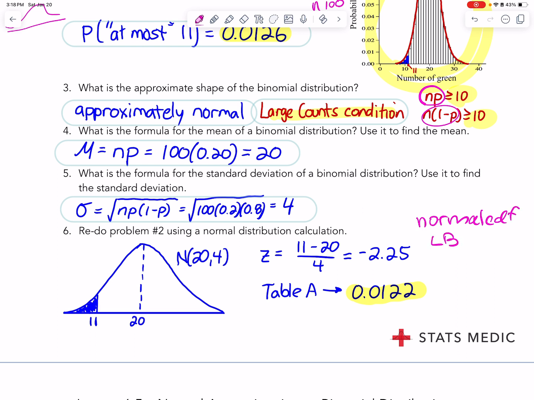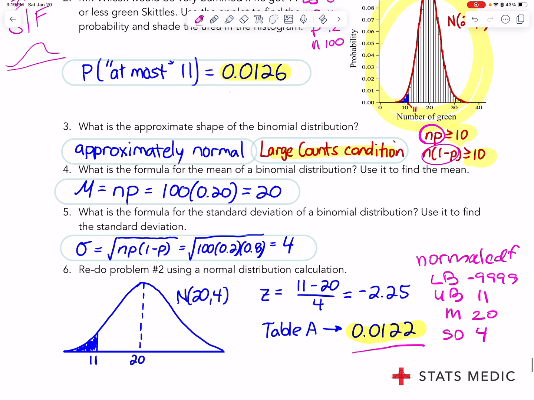My lower bound is going to be negative infinity. My upper bound is going to be 11. My mean is going to be 20, and my standard deviation is going to be 4. And you're going to get 0.0122. As you can see, it is really close to 0.0126. Not exactly the same, but that's why it's called a normal approximation. So it's going to be very, very similar.